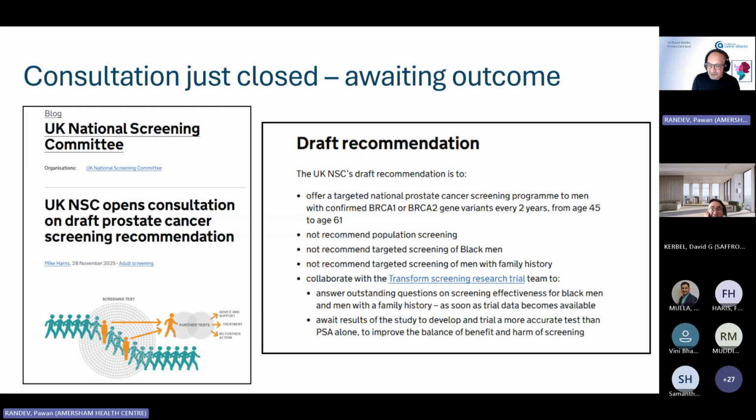There is lots of research going on looking at whether we can use MRI plus PSA, or actually developing more accurate tests than PSA itself. So eyes open for that.